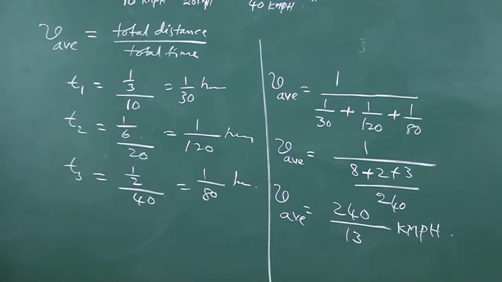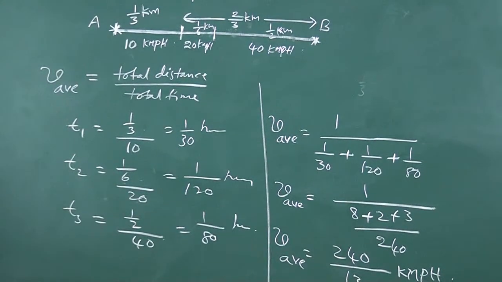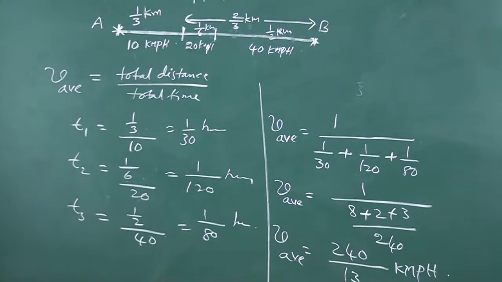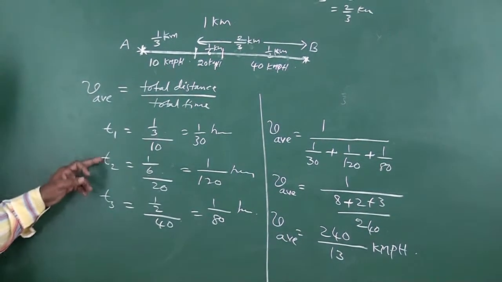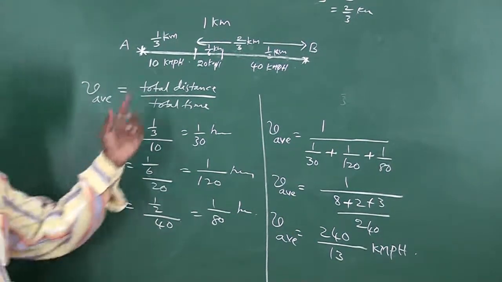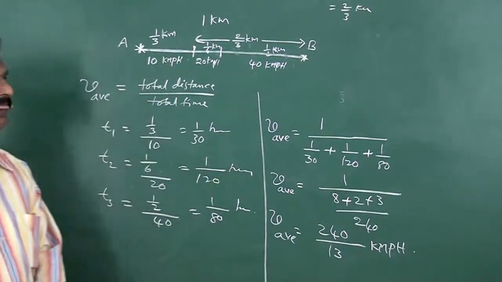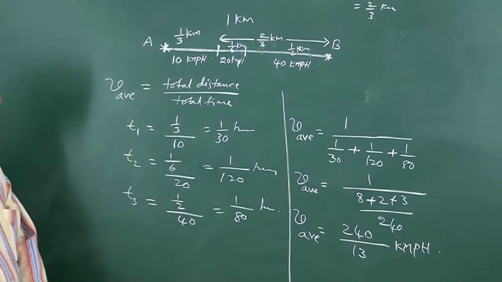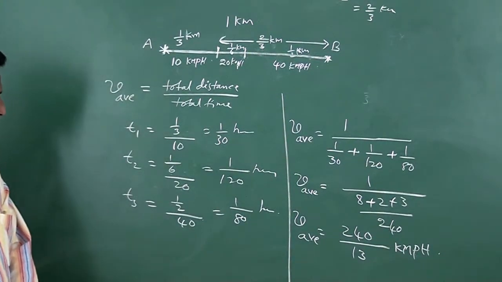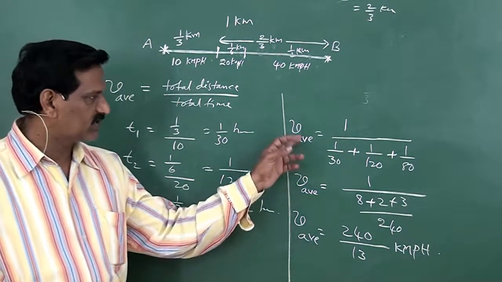Okay. To solve this type of problems, we must know the times taken. For this we must know the distances in each part. We have to separate them, then we calculate the times taken, then we calculate the average speed like this.